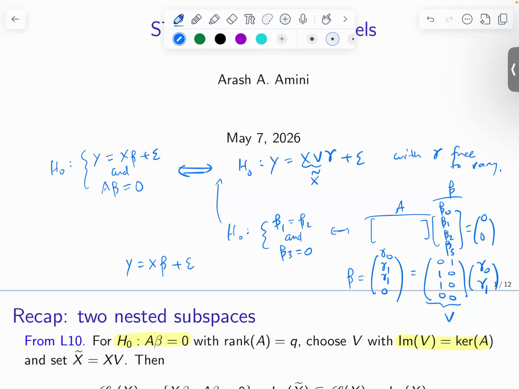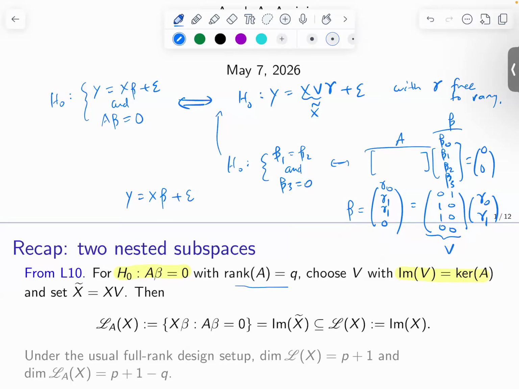And this always happens. If the rank of A is Q here, Q is the number of linearly independent constraints. Here Q would be 2. The dimension of this space would be how many variables you had initially minus Q. So the dimension of V would be basically the original dimension, which is P plus 1, minus Q. So enforcing the constraints removes Q degrees of freedom.